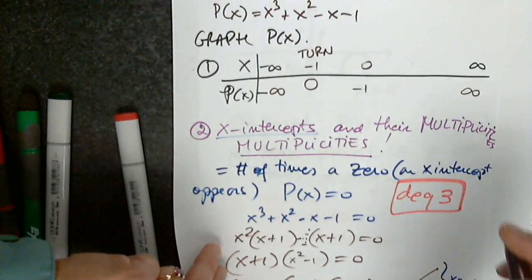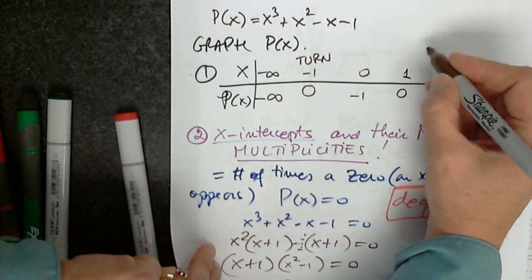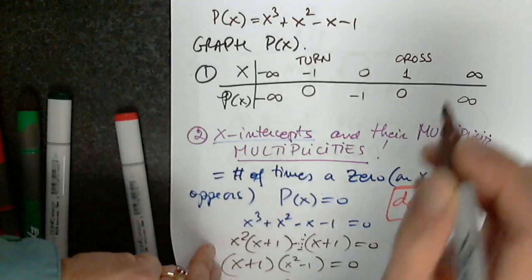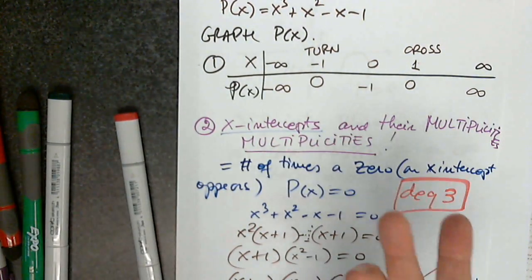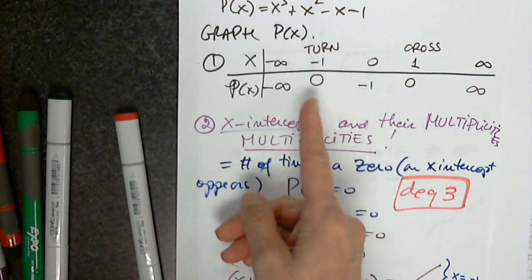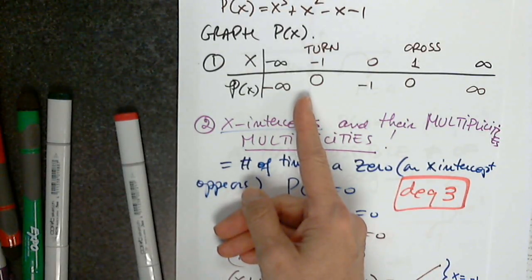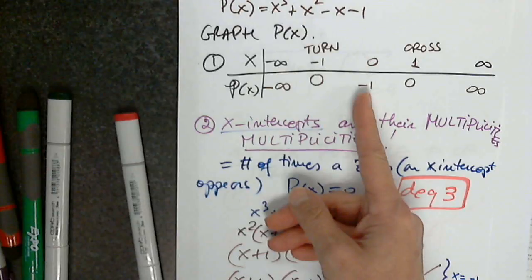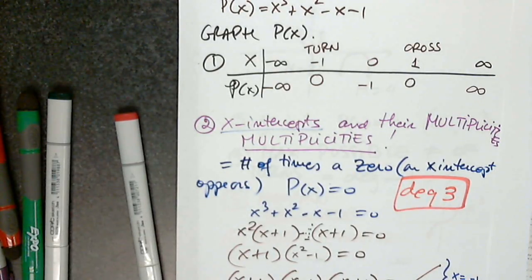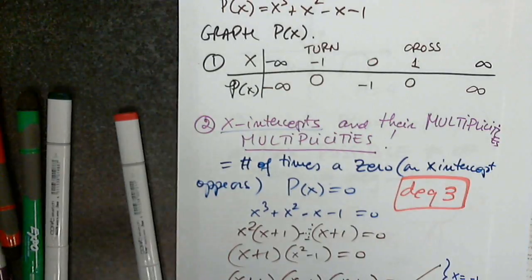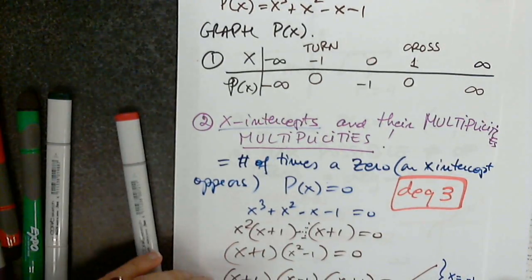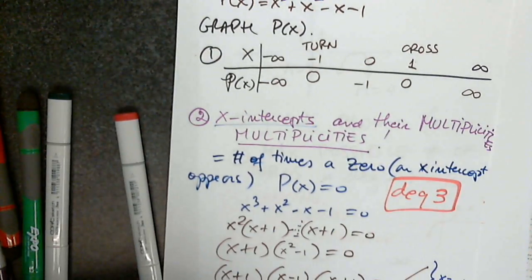And then you said 1 comma 0, right? And I'm going to write cross. So it's going to cross freely at 1 comma 0, but it will have a turn at negative 1, 0, and it will cross the y-axis at 0, negative 1. Yes, you can come up with 10 million points if you want. You can plug in any x and determine the corresponding y.